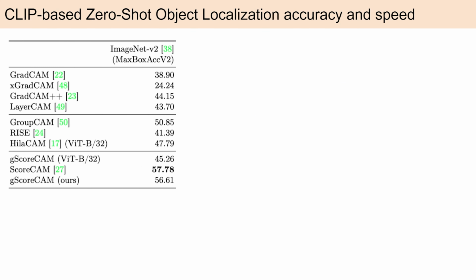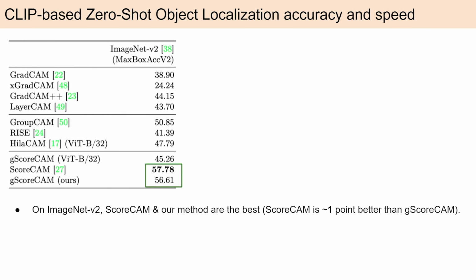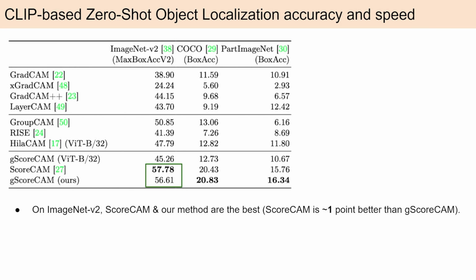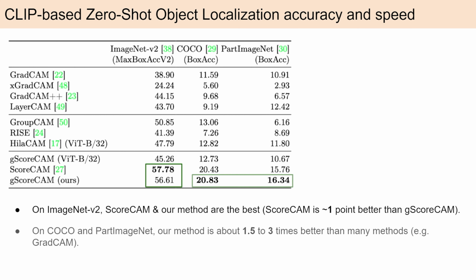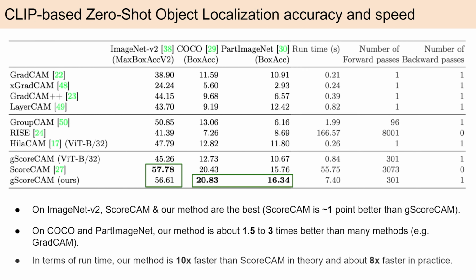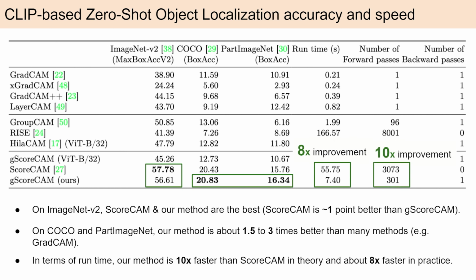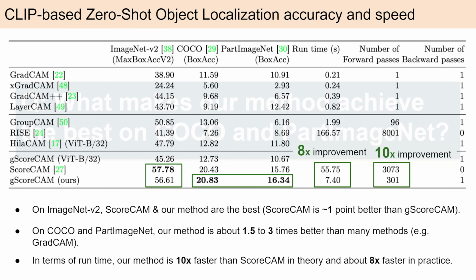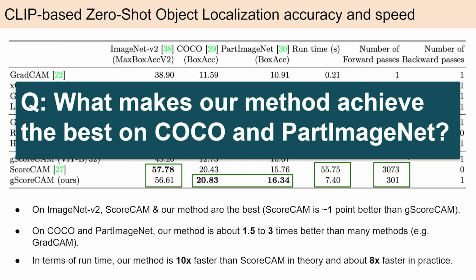On ImageNet v2, ScoreCAM and our method are the best. On COCO and PartImageNet, our method is about 1.5 to 3 times better than many methods and slightly better than ScoreCAM. In terms of runtime, our method is 10 times faster than ScoreCAM in theory and about 8 times faster in practice. But what makes our method achieve the best scores on COCO and PartImageNet?